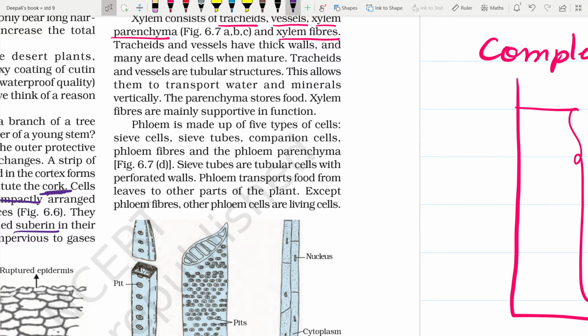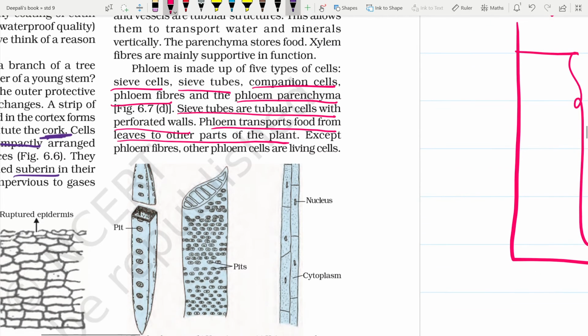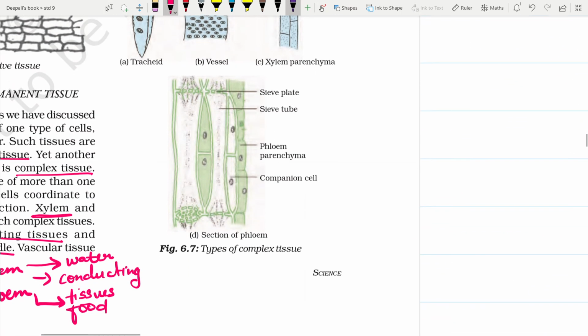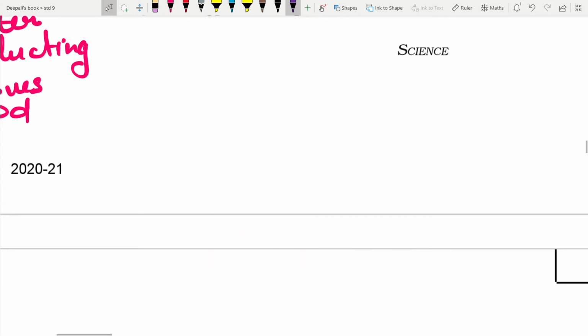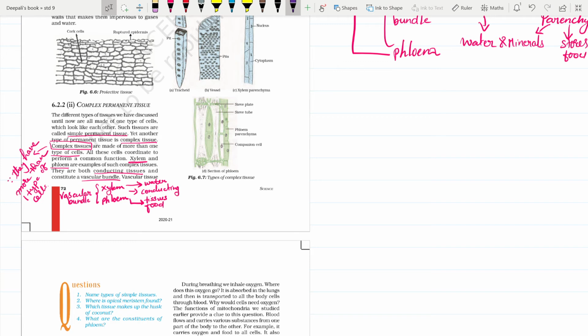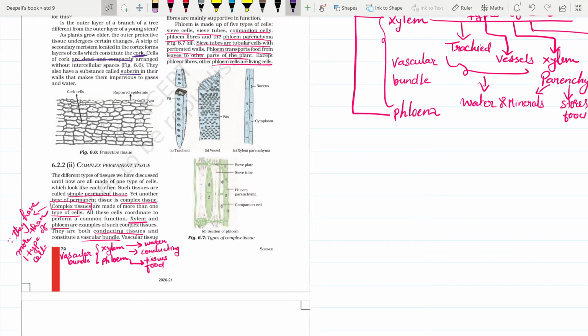Now phloem again is made up of five types of cells. They are the sieve cells, sieve tubes, companion cells, phloem fibers and phloem parenchymas. The sieve tubes are tubular cells with perforated walls, and phloem transports food from the leaves to the other parts of the plant. Except phloem fibers, other phloem cells are living cells. You can observe this in the figure here: the sieve plate, the sieve tube, phloem parenchyma and companion cells. So, this is the classification further for the phloem tissue.